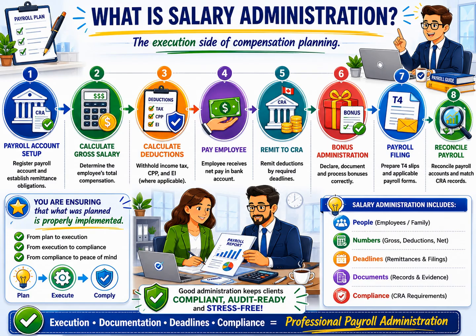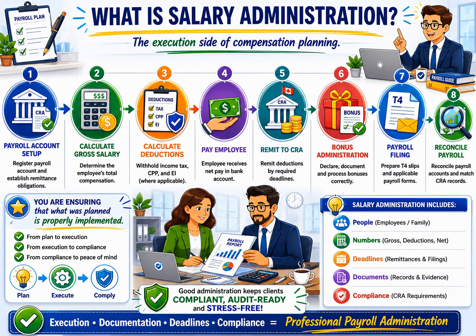This is the total compensation that the employee or owner-manager is entitled to receive before any deductions are applied. Once gross salary is determined, source deductions must be calculated. This typically includes income tax, CPP contributions, and in some situations, employment insurance. These deductions must be calculated accurately because errors can create compliance issues and additional costs later. After deductions are calculated, the employee receives their net pay. This is the actual amount deposited into their bank account after all required withholdings have been removed.